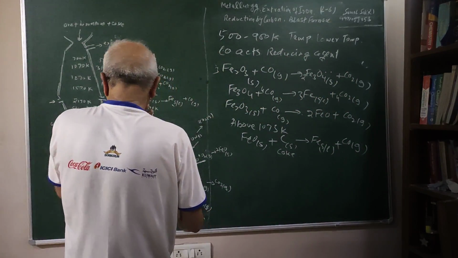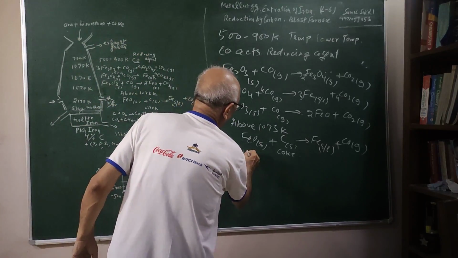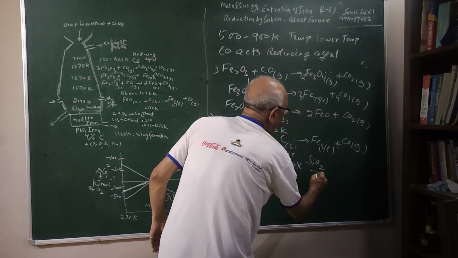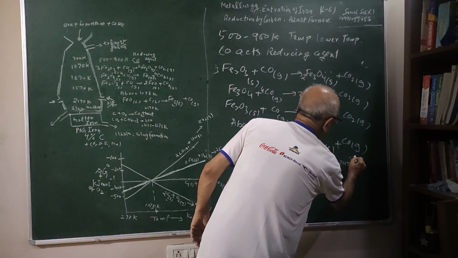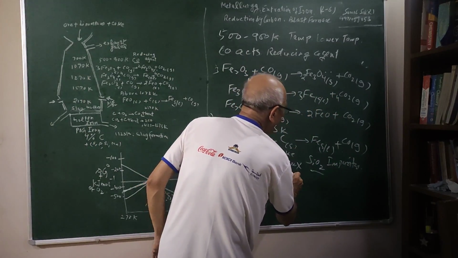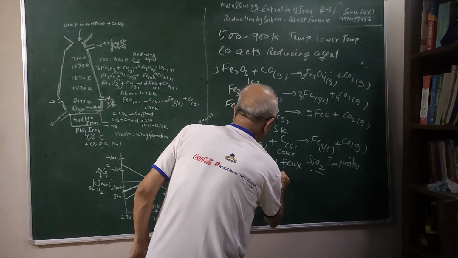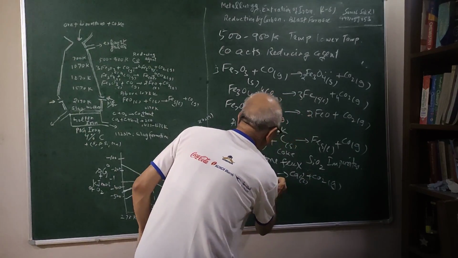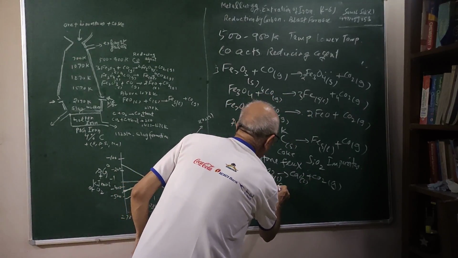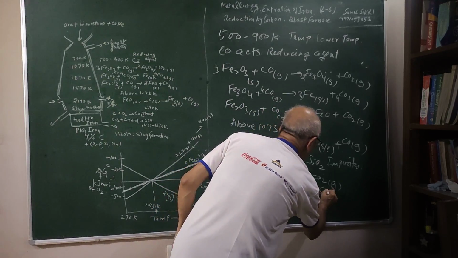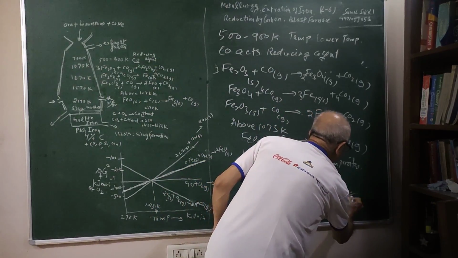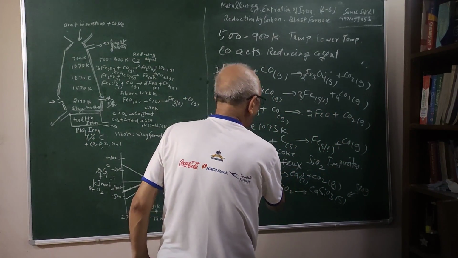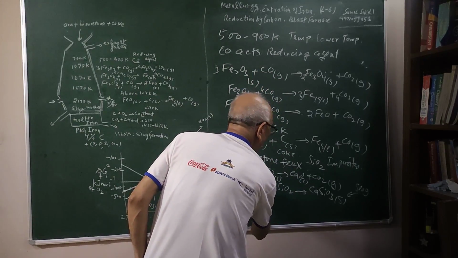And also, students, we have added limestone as a flux to remove SiO2 impurity. So CaCO3 will dissociate to give CaO plus CO2. This is gas, this is solid, and CaO will react with SiO2 to form CaSiO3. This is our slag, and this is our flux. So limestone is our flux.